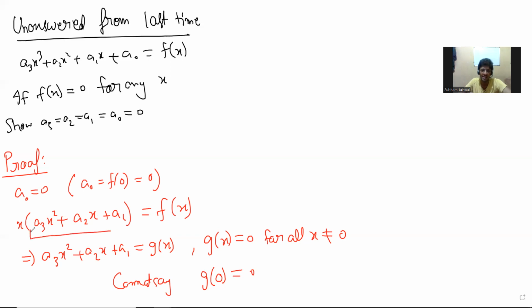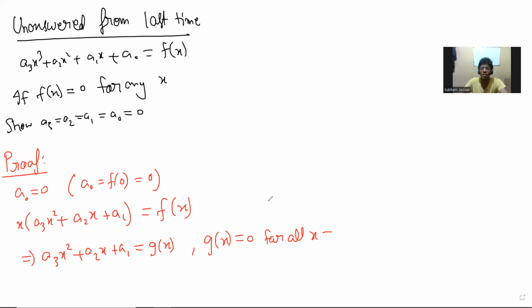This piece, this one need not be 0, because this is x. When you put x equal to 0, this becomes 0, due to which this whole thing becomes 0, right? So the other factor doesn't have to be 0 a priori. In the end, it will be, but so far we cannot say it from what we have got, right?